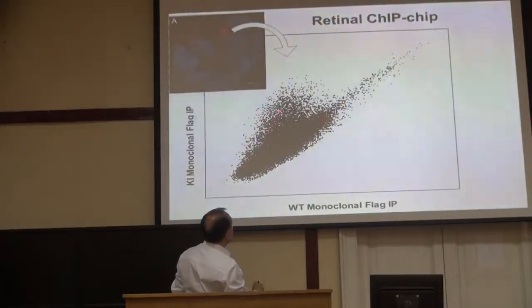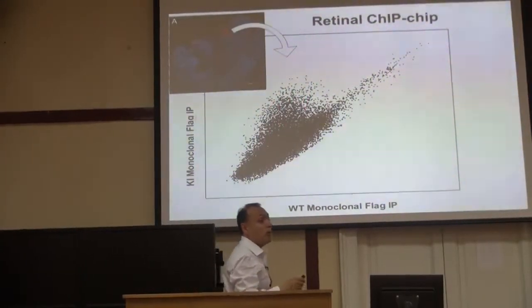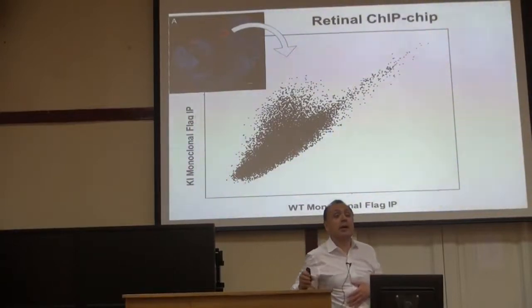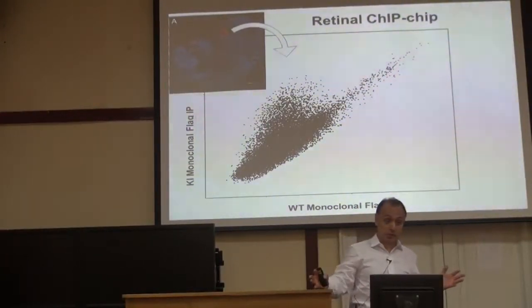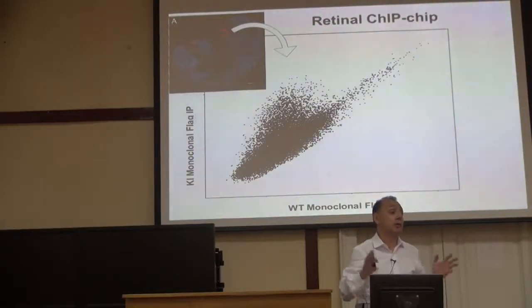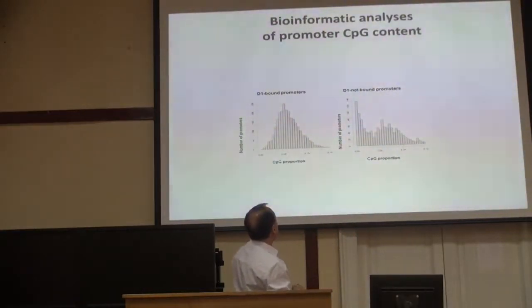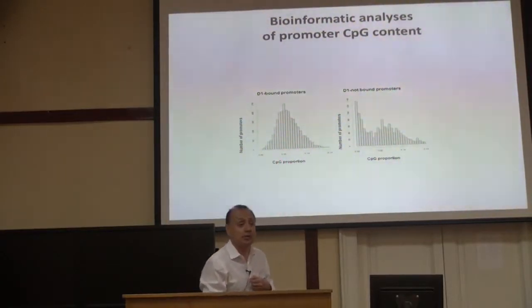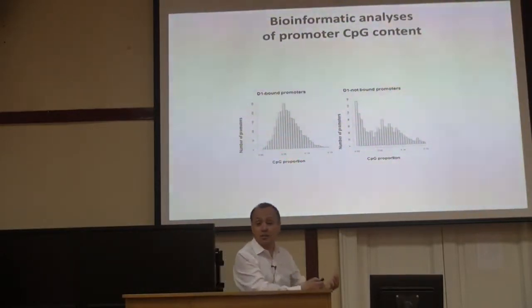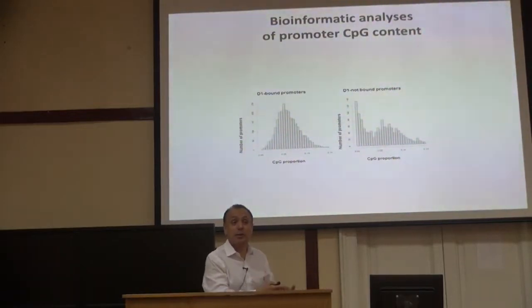So we could then go to these genes, we could go to the promoters that are bound by cyclin D1, and we could ask some global bioinformatics questions about what's special about the promoters of the genes that cyclin D1 is sitting on in the retina. So the first question we asked is, what's the frequency of CpG dinucleotides in our promoters? And the reason being that the promoters that are rich in CpG islands are generally highly expressed. The ones that have a low CpG content are poorly expressed.